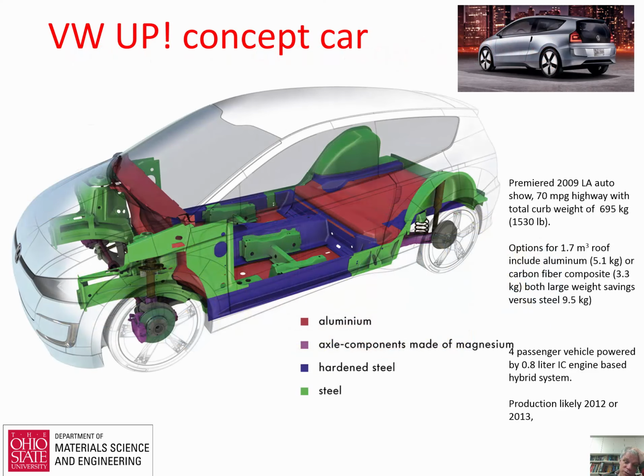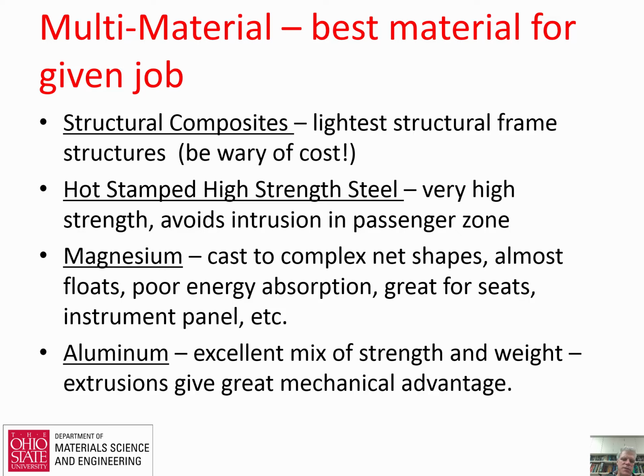The most interesting cars right now are highly multi-material. This is a VW concept car that was put together and is now produced in Europe. And you can see the mixture of materials. There's steel, there's aluminum, magnesium, hardened steel, and you'd also use polymers where you can, possibly on outer facing. And this is all basically using materials where they give you the best bang for the buck.